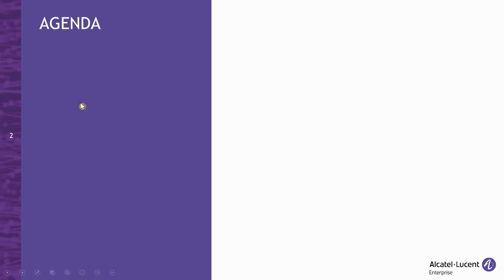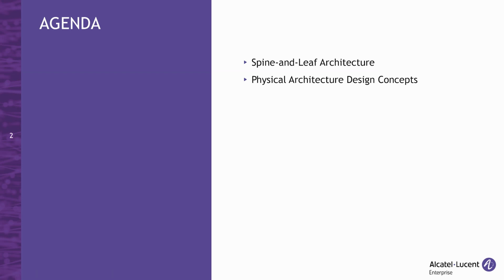So here's the agenda. I will first begin by providing an overview of the de facto architecture used by modern data centers today, which is the spine and leaf or Clos topology. Then I will discuss the physical architecture design concepts and the requirements such as oversubscription ratio and capacity planning. After that, I will present the different options to connect your hypervisors to leaf switches, including the pros and cons of each option. Next, I will present the different layer 2 or layer 3 single site design architectures, whether it's virtual chassis based or SPB based.